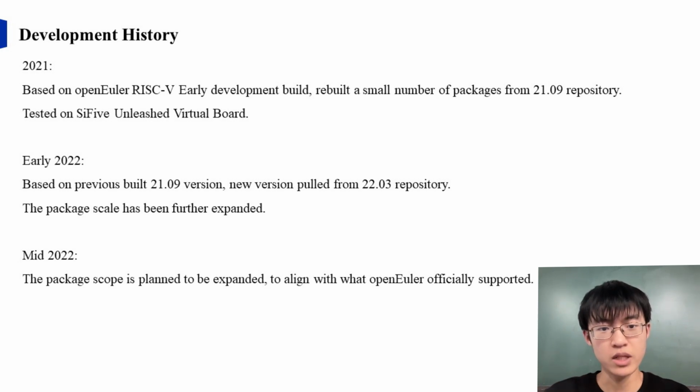We have a not-so-short development history of this distro. In 2021, based on the openEuler RISC-V early development build, I rebuilt a small number of packages from the 2109 repository and tested on the SiFive Unleashed virtual board. In early 2022, based on the previous 2109 build, a new version was pulled from the 2203 repository. The package scale has been further expanded. In mid 2022, the package scope is planned to be expanded to align with what openEuler officially supports.